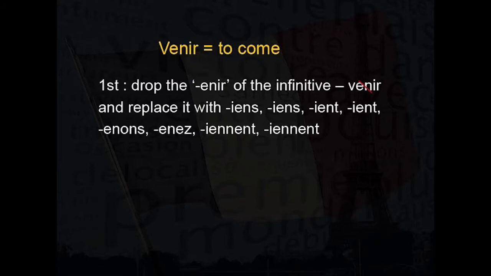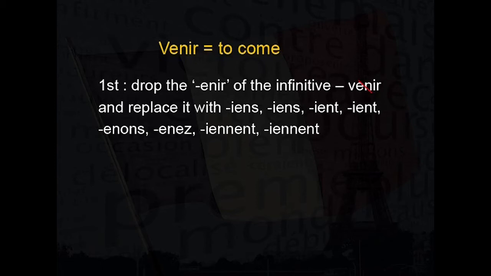And finally, I will show you how the verb venir is conjugated in the present tense. Venir means to come. To conjugate this irregular IR ending verb, drop the E, N, I, R of the infinitive and replace it with IENS, IENS, IENT, IENT, ENONS, ENEZ and IENNENT, IENNENT.